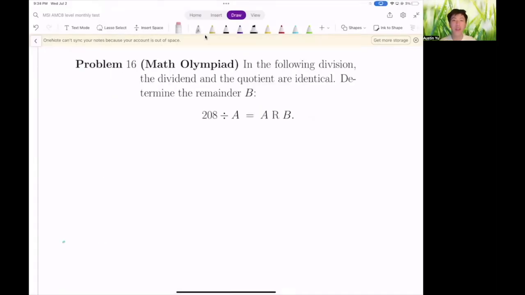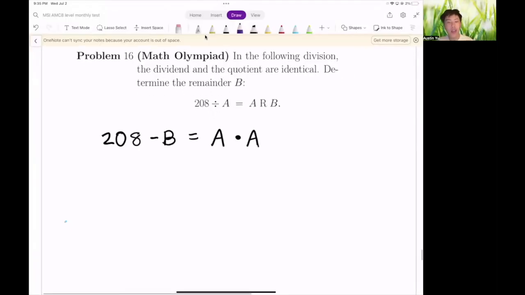Problem 16. In the following division, the dividend and the quotient are identical. Determine the remainder b if 208 divided by a equals a with remainder b. We can rewrite this problem to remove the remainder: 208 minus b equals a times a. But we have to find out first, well, what is a?